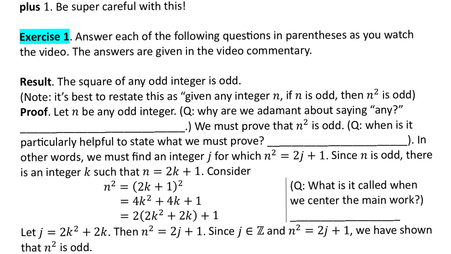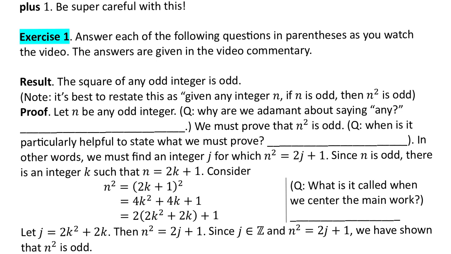Okay. Since n itself is odd, there is another integer k. Now notice I've already used the letter j, so I don't want to use j again. There's an integer k for which n is equal to 2 times k plus 1.